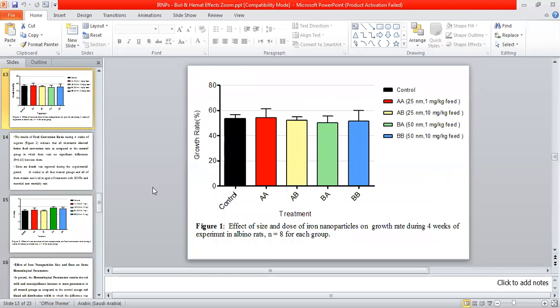This is representing the growth rate in different groups, and you can see they are very close to the control one, and statistically there were no significant differences between any of the experimental groups as compared with the control.